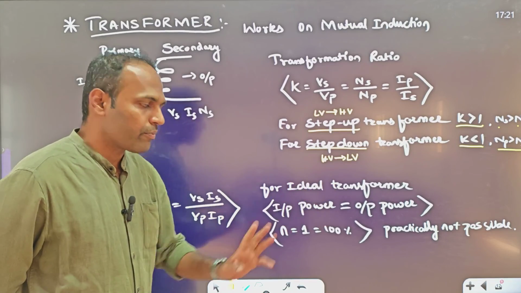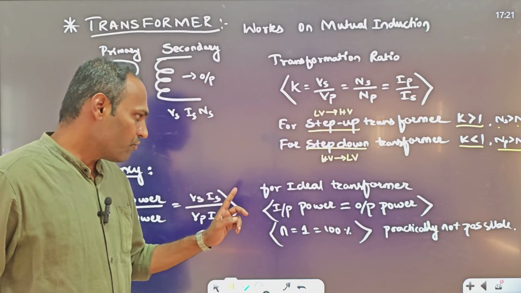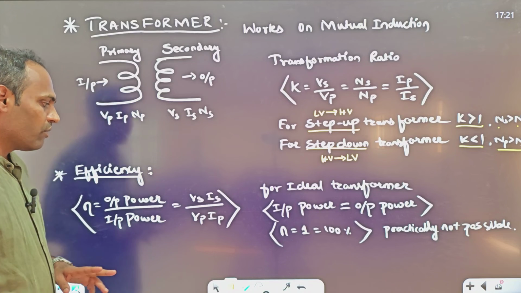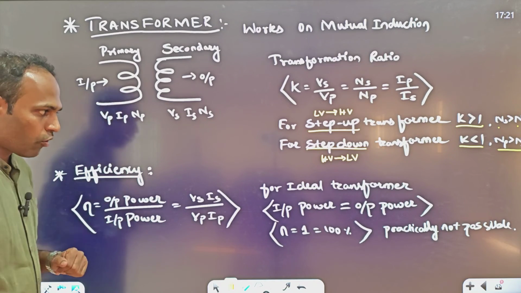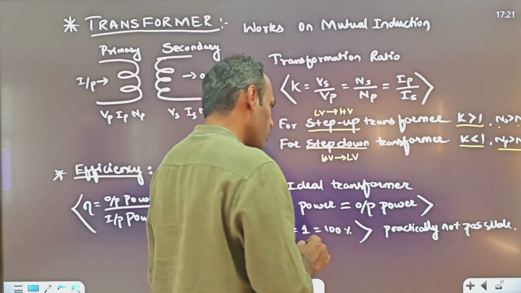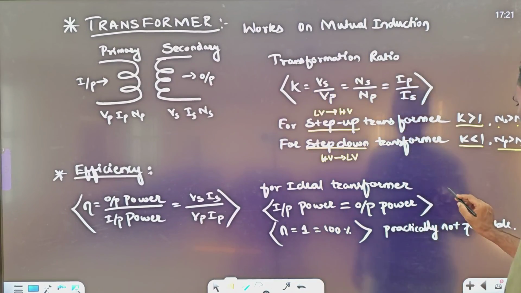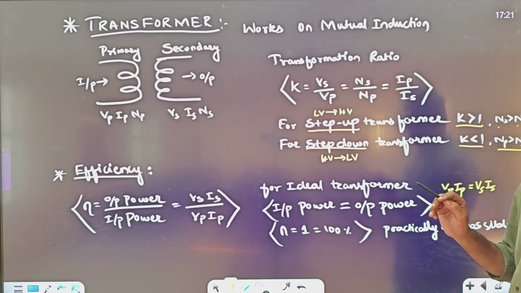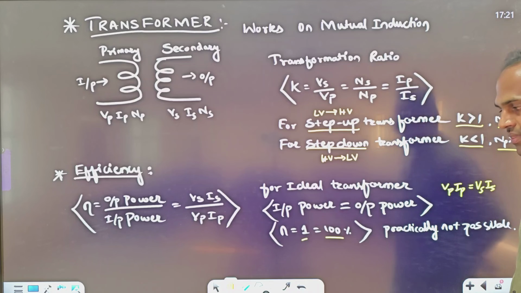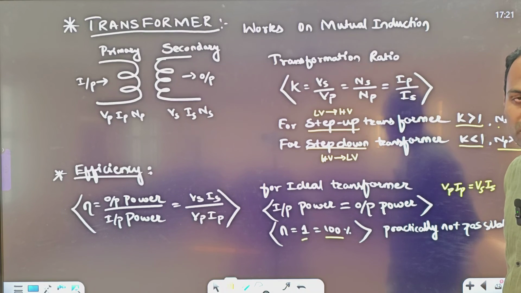input power and output power both will be equal. It means Vs into Is will be equal to Vp into Ip. This is for the ideal one. Input power and output power both are equal in the sense Vp into Ip will be equal to Vs into Is, right? And efficiency will be equal to 1. 1 means 100%. Only an ideal transformer has 100% efficiency.